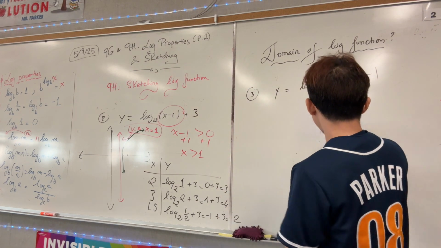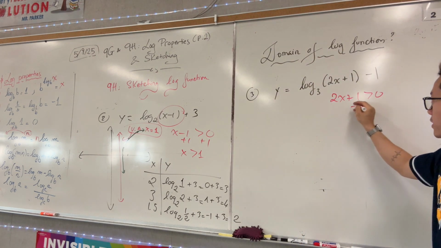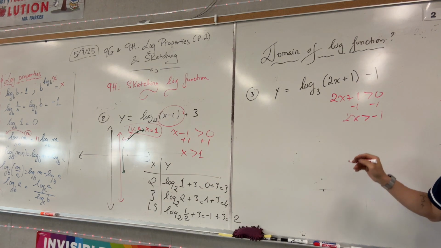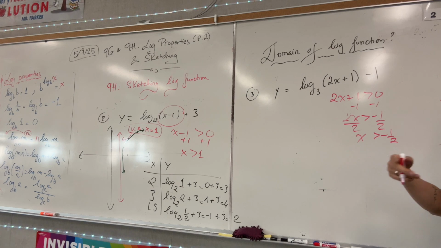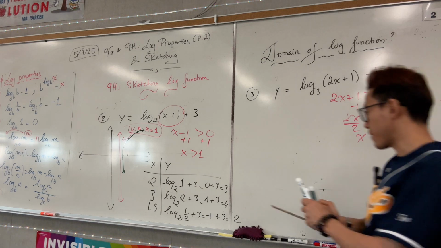So for the domain, you're going to let the inside be larger than 0, right? Minus 1 both sides, you have 2x larger than negative 1. And then you divide it by 2. Do I need to flip the sign? No, you only flip the sign when you divide by a negative number, right? So this is your VA. x equal to negative 1/2, okay?